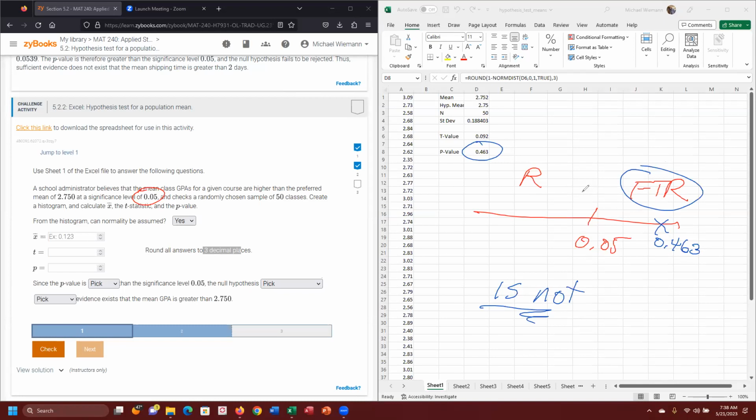We said that earlier in the previous problem. When you reject a null hypothesis, there is sufficient evidence. When you fail to reject, there's not sufficient evidence. I think we got all the pieces that we need to key in.